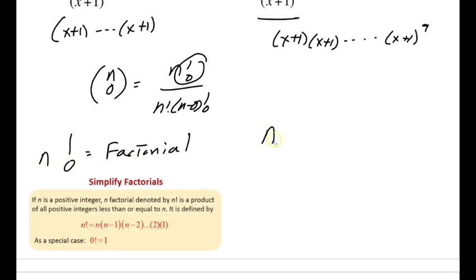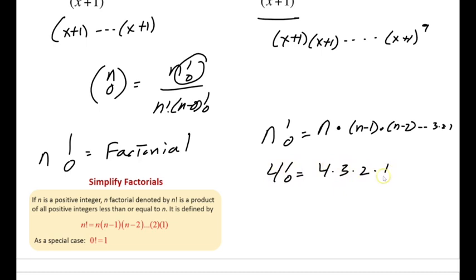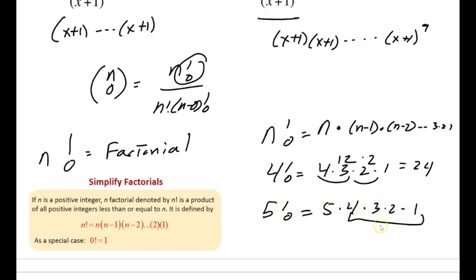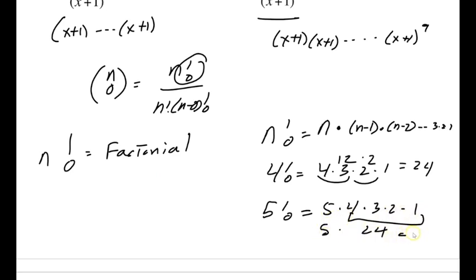All it is when you see one of those, is you multiply that first number by all the numbers less than it until you get down to 1. For example, if I give you 4 factorial, this is 4 times 3 times 2 times 1. 12 times 2 is 24. That's it. If I give you 5 factorial, that's just 5 times 4 times 3 times 2 times 1. Luckily, we already know what that is. It's 24 because we just did it. That's 5 times 24, also known as 120.